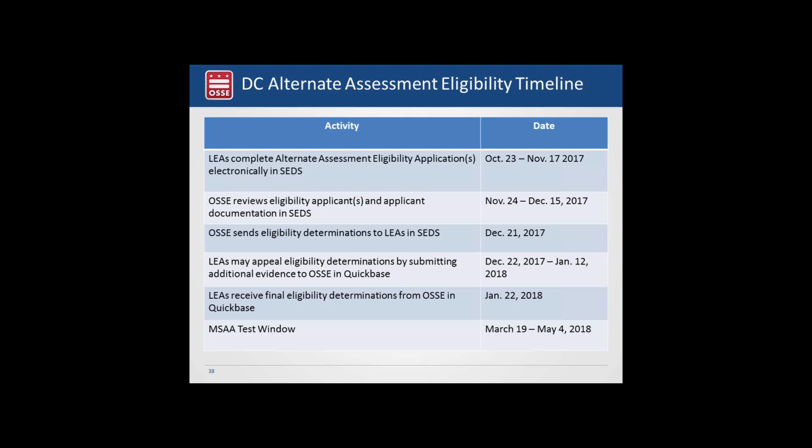Again, the timeline window for applying to participate in an alternate assessment runs from October 23rd to November 17th. Afterwards, OSSE will review the applications and documentation in SEDS from November 24th to December 15th. On December 21st, OSSE will send the eligibility determination to LEAs in SEDS. From December 22nd to January 12th, LEAs may appeal eligibility determinations by submitting additional evidence to OSSE in QuickBase. This year, we are utilizing QuickBase as a secure portal to communicate between LEAs and OSSE. On January 22nd, LEAs receive their final eligibility determination from OSSE in QuickBase, and the MSAA test window will take place between March 19th and May 4th.